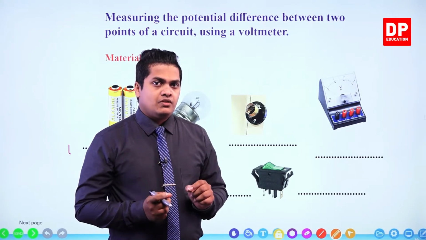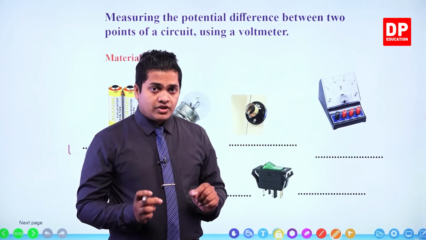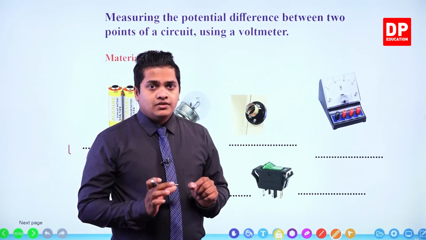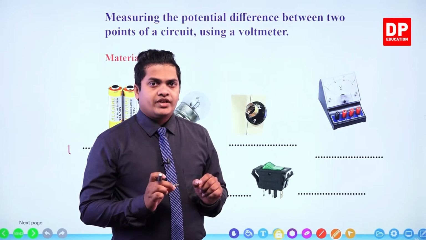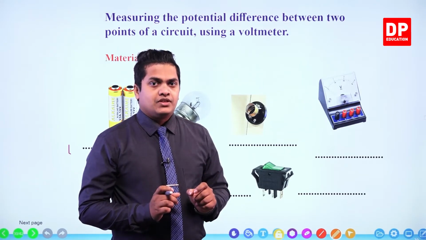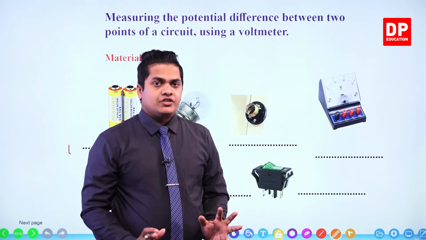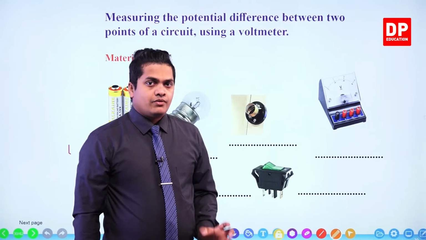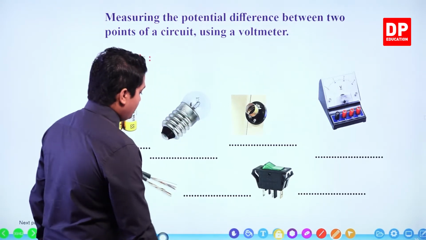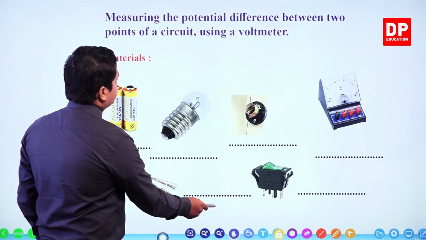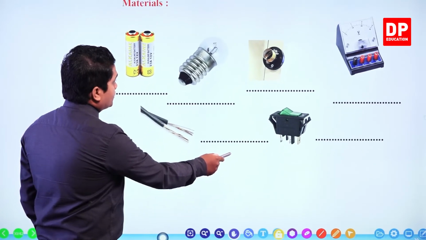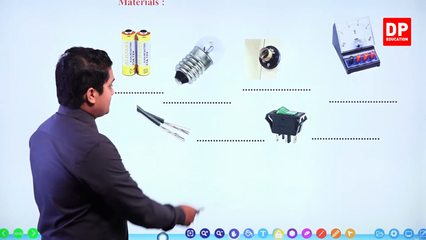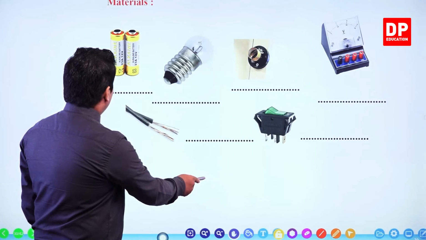We are going to measure the voltage of the bulb. How much is the voltage of the bulb, using the voltmeter here, right? So here we are discussing how to measure the voltage in a circuit. So we'll head on to see what our materials are first. So you are given these materials, my dear children. What are those materials?